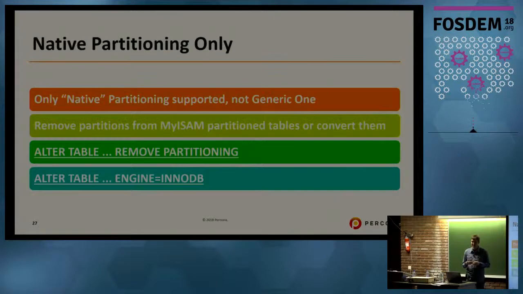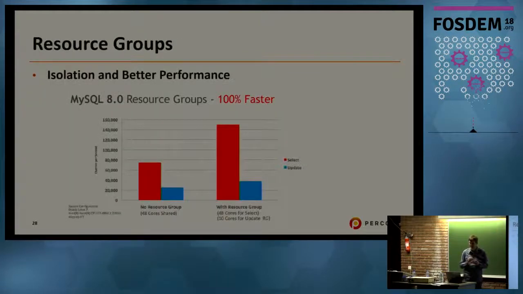Native partitioning. So generic partitioning is removed in MySQL 8. It was substantially slower than native partitioning. And that means if you're using storage engines like MyISAM, which does not have native partitioning support, then you would have to either remove partitioning from that, or convert the table to InnoDB before upgrading.